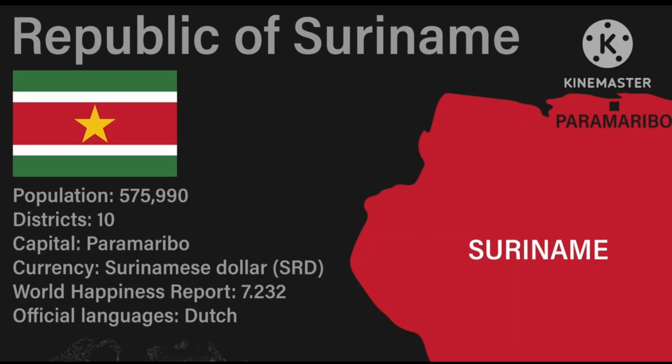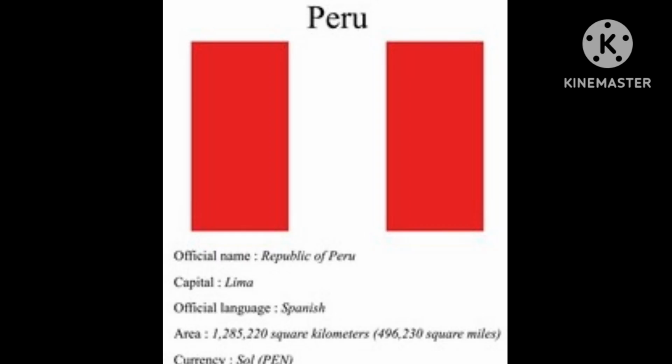First country is Suriname. The capital of Suriname is Paramaribo and the official currency is the Surinamese dollar and its official language is Dutch. You can also watch the flag and political map of Suriname on the screen. Okay, the next country is Peru. The capital of Peru is Lima. Official language is Spanish and its currency is Sol. You can also watch the flag of Peru on the screen.